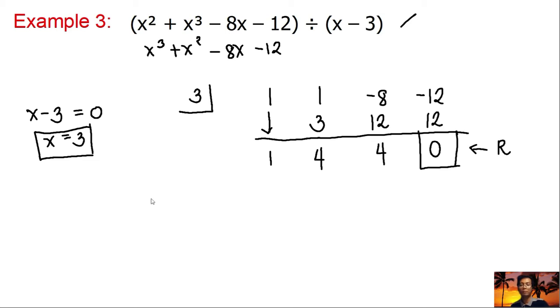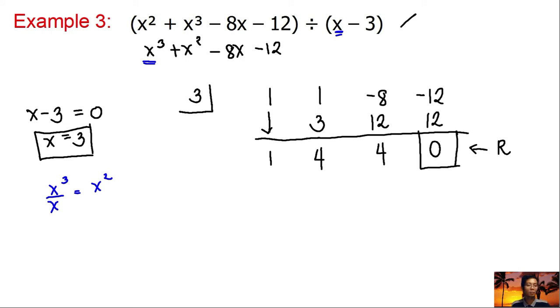Now, paano po malalaman ng quotient? So, ang gagawin po muna natin is, para malaman natin power, divide po natin yung first, ito pong literal coefficient or literal factor of the first term by the literal factor of the divisor. So, alam natin na x cubed divided by x is equal to x squared, right?